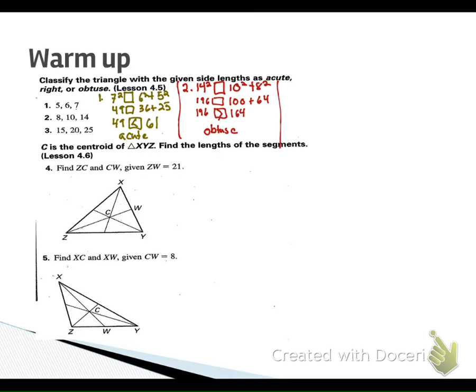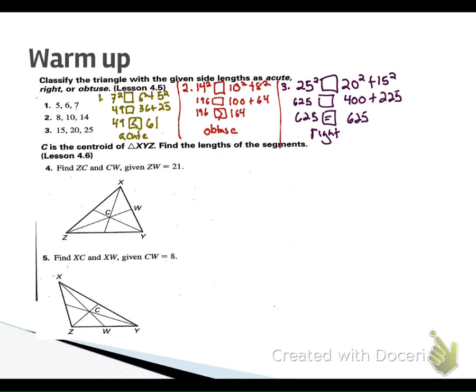And then number 3, somebody want to volunteer to do that one? Yep, Randall. 25 squared, box, 20 squared plus 15 squared. Okay, 25 squared is 625. 20 squared is 400, plus 225. We're going to add those terms together, so we get 625. We see that they are equal. Therefore, it's right.